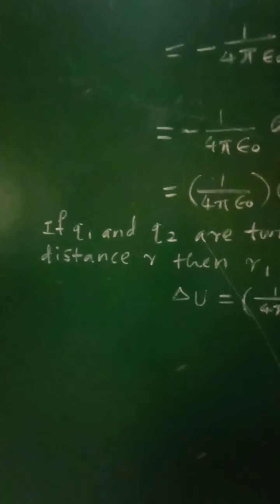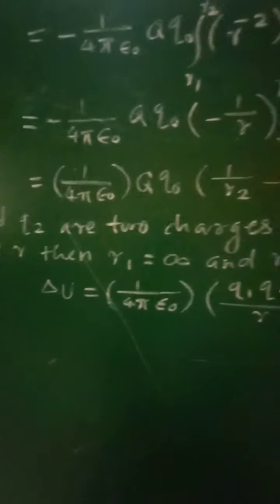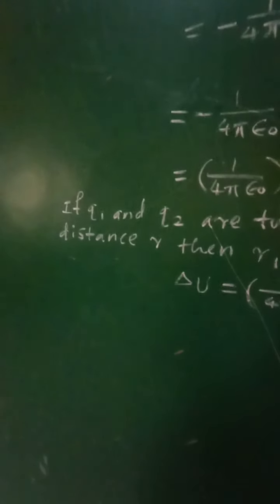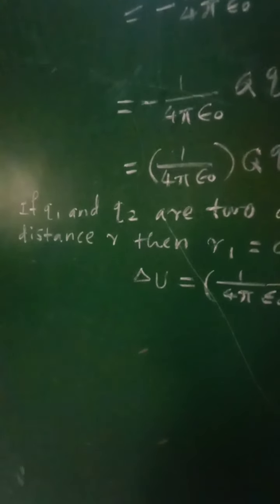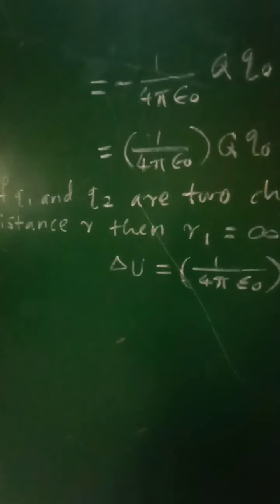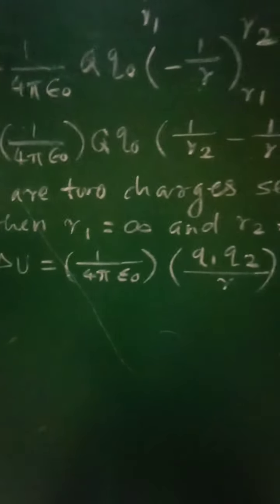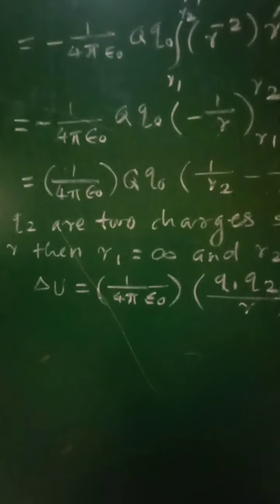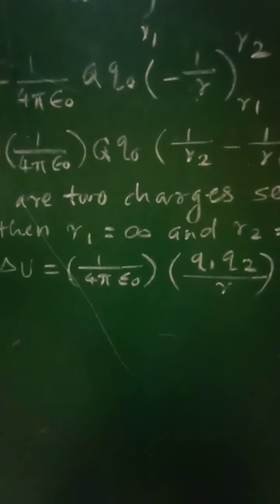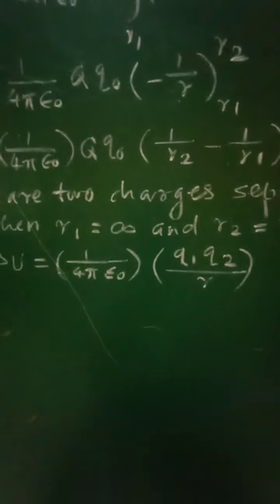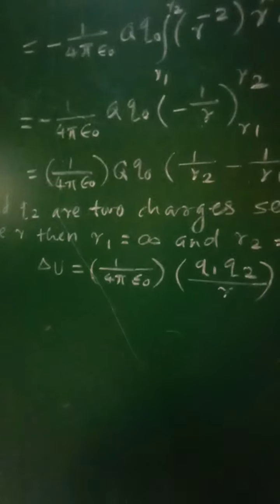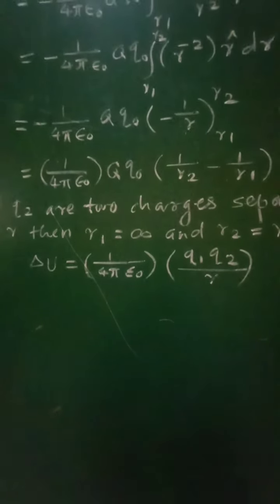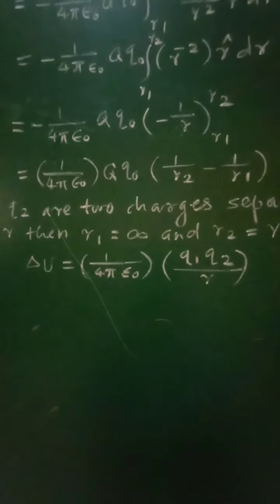Now if q1 and q2, these two charges, are separated by a distance r, then r1 will become infinity and r2 will be equal to r, and therefore from the above equation we can write delta U equal to 1 upon 4 pi epsilon 0 q1 q2 upon r. This change in potential energy is equivalent to the work done in bringing that charge from point A to point B.